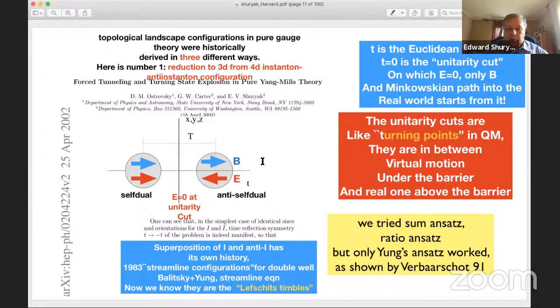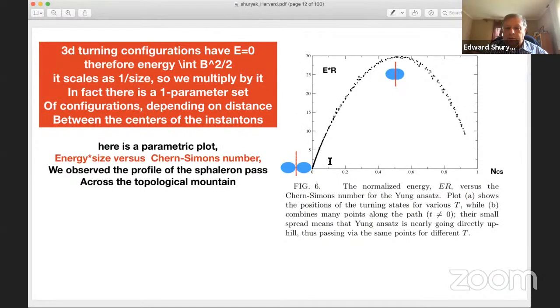The solution of this streamline equation was found, and we can use it, and then we can calculate, as a function of this capital T, the energy of this state and its Chern-Simons number, and then generate plots like this. This corresponds to very far instanton and anti-instanton. There is practically nothing here, no energy, no Chern-Simons number. If they start going toward each other, we see this thing. It reaches Chern-Simons number half, and then it continues symmetrically. So this is the shape of the mountain, and each point is some particular magnetic configuration.